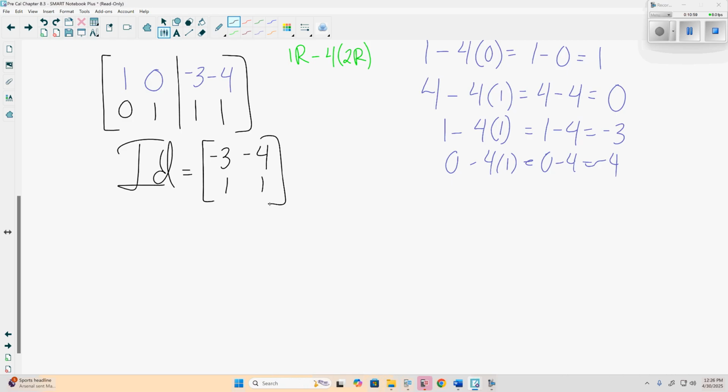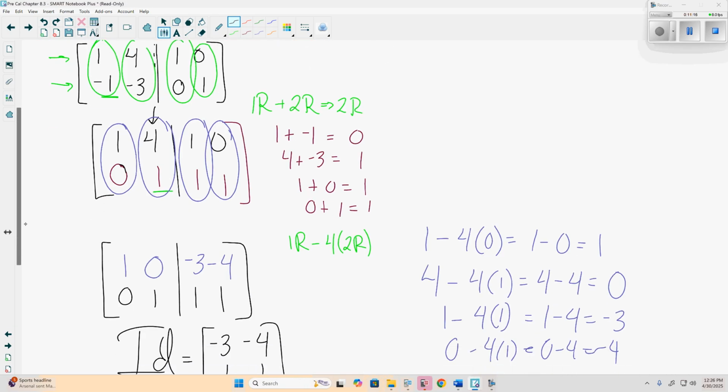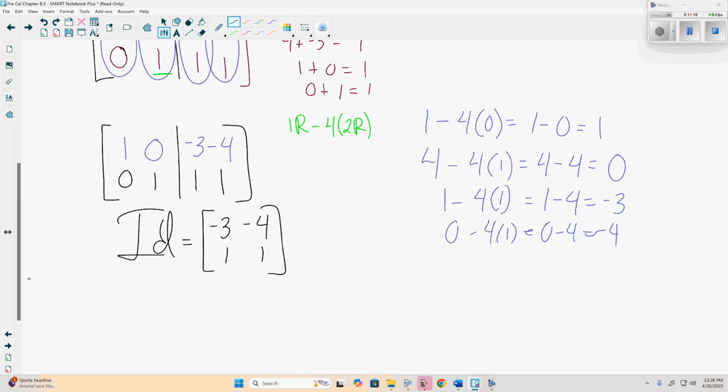Now, for a 2 by 2, it may or may not be easy to get to that point. Here it was not bad because it took us 2, 3 operations to get there.